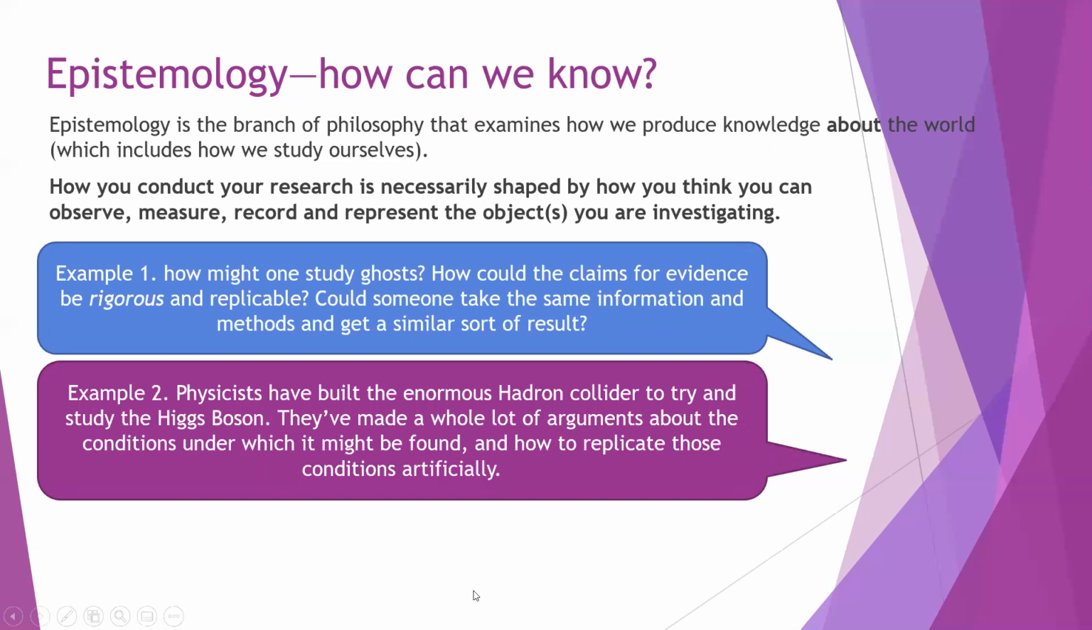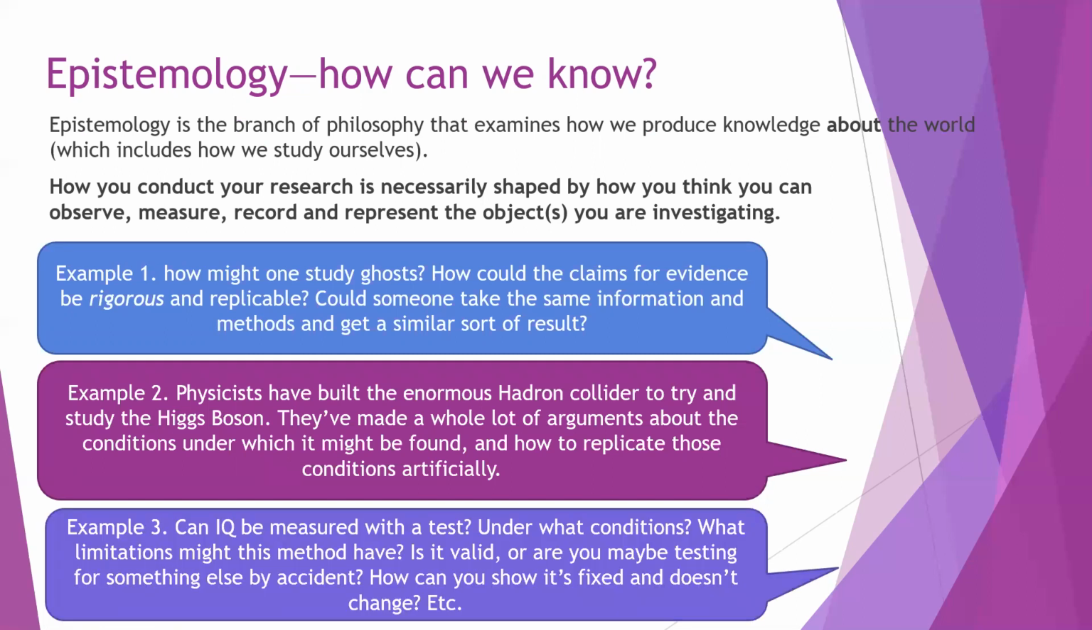In our second example, physicists have built this enormous Hadron Collider to try and study this particle that they think exists, called the Higgs boson. They're trying to make one. They've made a whole lot of arguments about the kinds of conditions under which a Higgs boson might be found and how they're going to go about replicating those conditions artificially in order to see if they can detect this particle. That's a very different type of research methodology to how you're going to see the ghost.